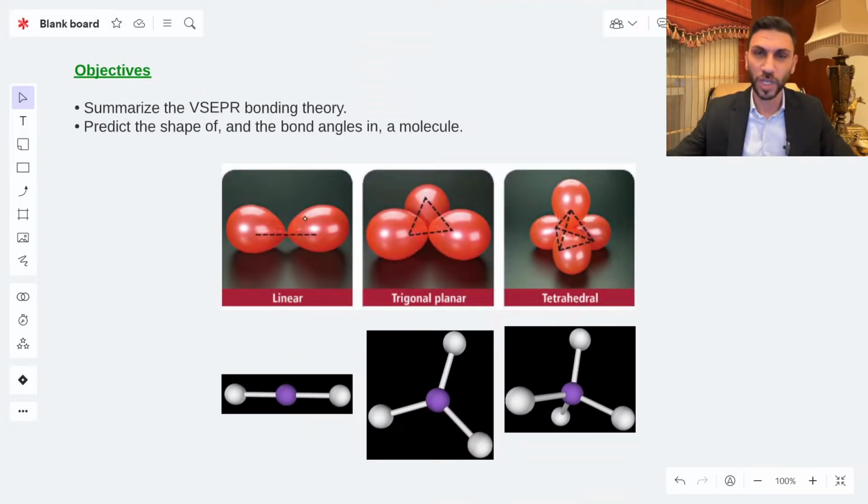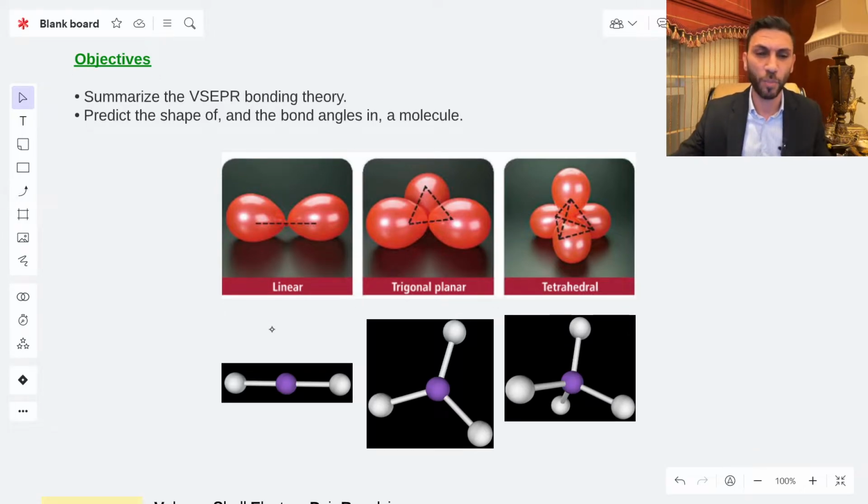For example, when you tie two balloons together, they will take the shape linear. Three balloons, the shape will change and it will become trigonal planar. And when we tie four balloons, the shape will be tetrahedral. Similarly, for the molecules in space, we have the linear, we have trigonal planar, we have tetrahedral.